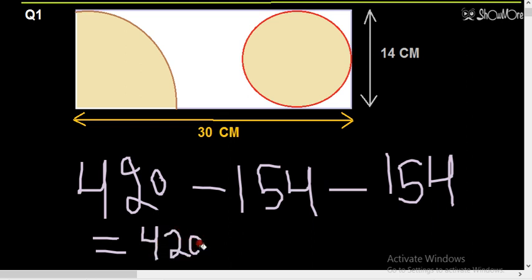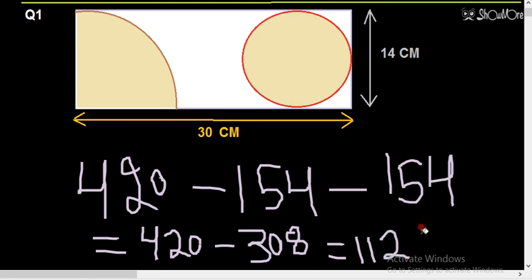420 minus 308 will be the value. So I got my answer. My answer is 112 centimeter square. So 112 centimeter square is the area that is unshaded. So this white portion area is 112 centimeter square.